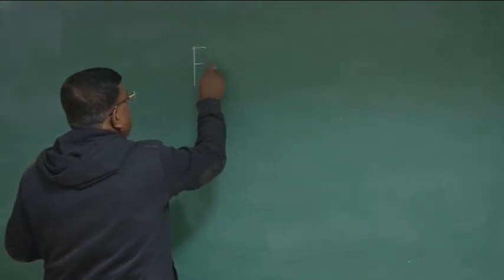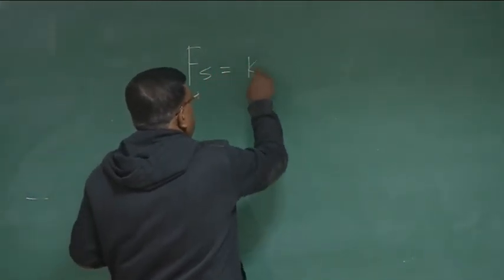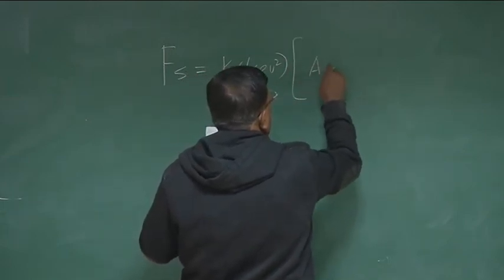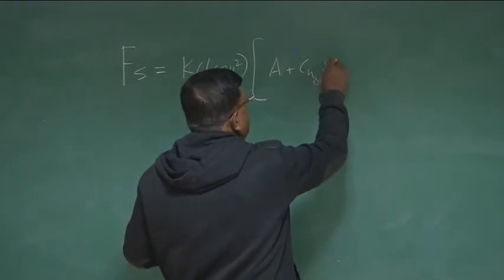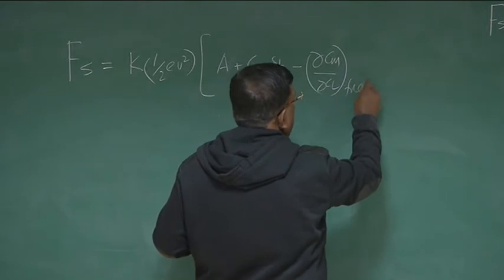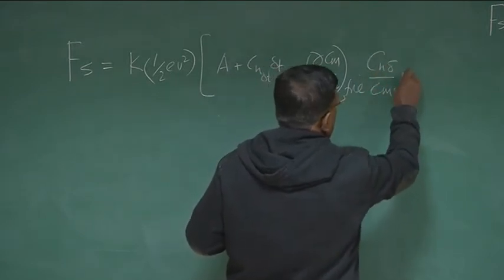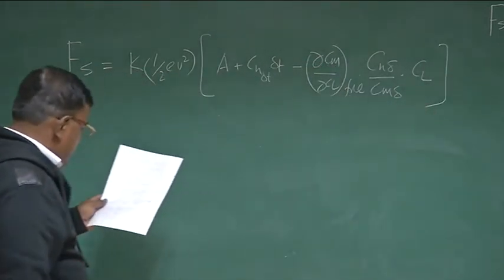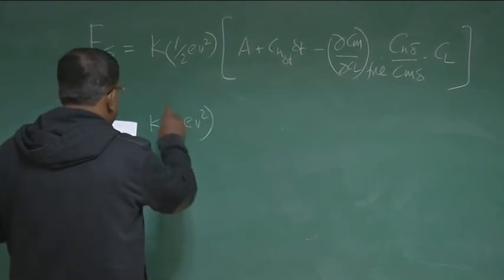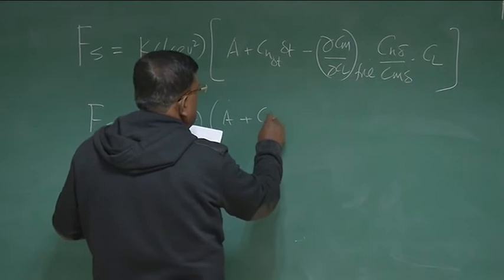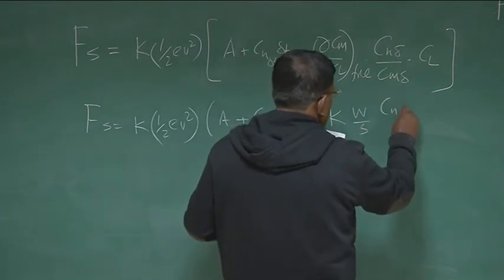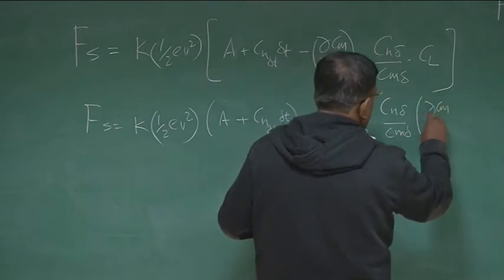So you can write this Fs in a neater form. I write the same expression here: k half rho v square, and then A plus Ch delta t into delta t, minus dCm by dCl free into Ch delta by Cm delta into Cl. This further I can write as Fs equal to k half rho v square, A plus Ch delta t into delta t, minus k W by S, Ch delta by Cm delta, into dCm by dCl free.